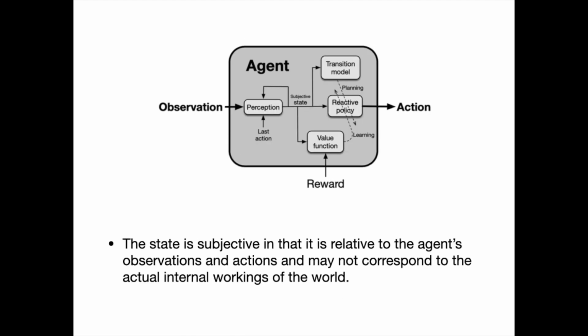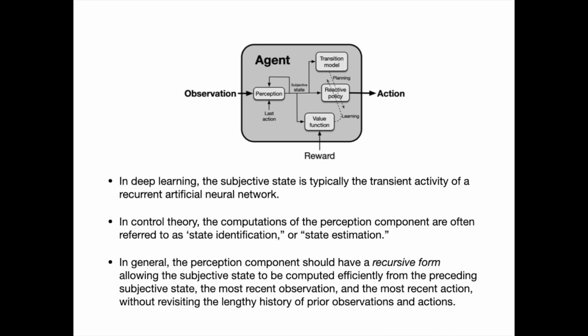The state is subjective in that it is relative to the agent's observations and actions and may not correspond to the actual internal workings of the world. In deep learning, the subjective state is typically the transient activity of a recurrent artificial neural network. In control theory, the computations of the perception component are often referred to as state identification, or state estimation.